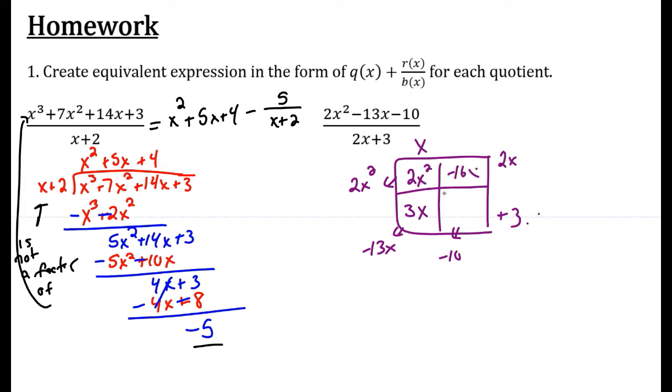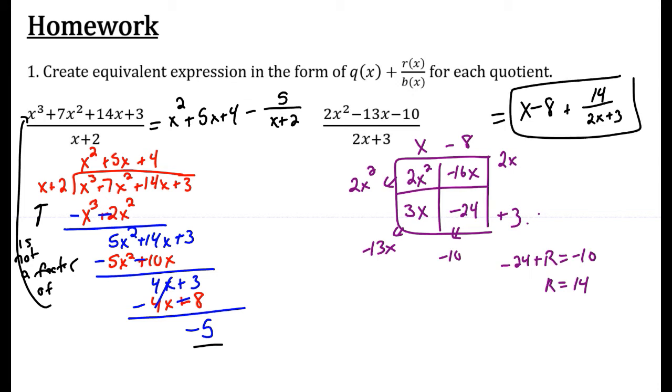Well, negative 16x plus 3x gives me negative 13x. Well, negative 8 times 2x is negative 16x. Multiply through, and I get negative 24. But I only want negative 10. So what do I need to stick on there to get me to negative 10? Negative 24 plus my remainder needs to give me negative 10. So my remainder is 14. So this final answer, when you divide those two, is x minus 8 plus 14 over 2x plus 3.